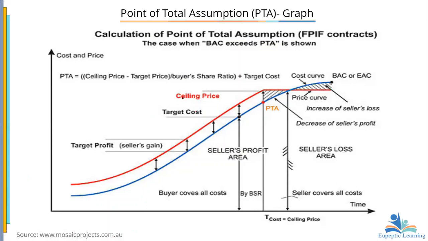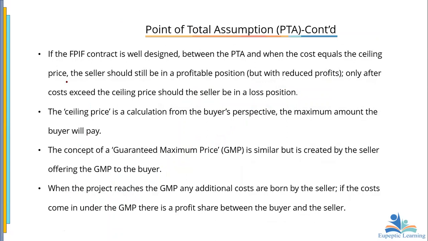But let's see how the point of total assumption calculation goes into the profit that the seller is going to get or not. Now, if the fixed price incentive fee contract is well designed, then between the PTA and when the cost equals the selling price, the seller should still be in a profitable position, however with reduced profit. It is only after the cost exceeds the selling price should the seller be in a loss position.